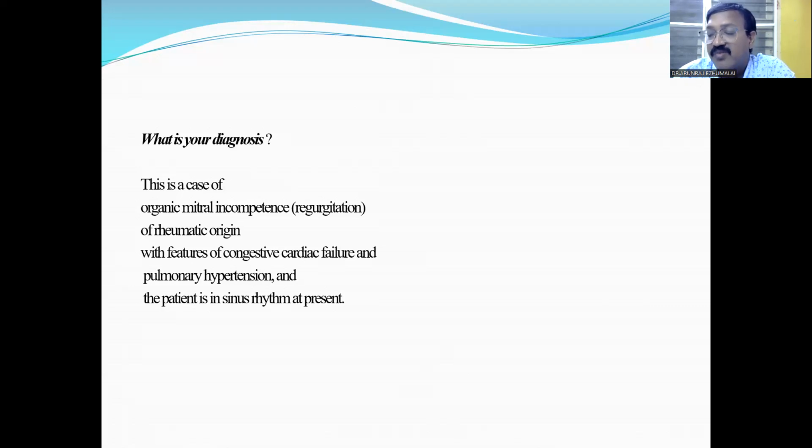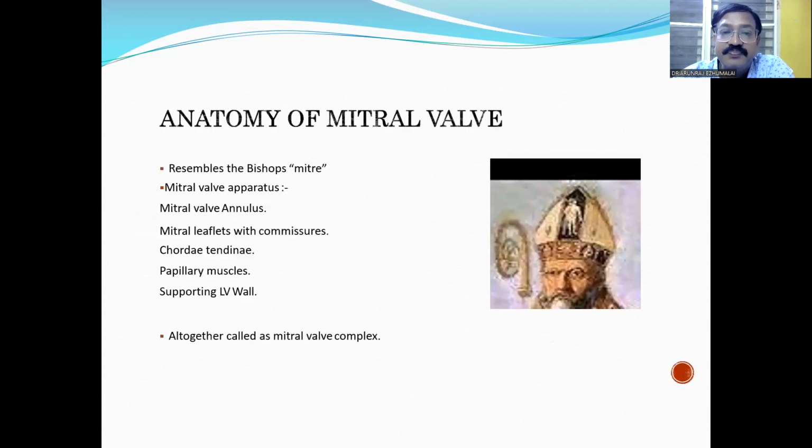If the patient is in sinus rhythm, you have to say sinus rhythm. And if the patient has atrial fibrillation, you have to say the patient is in atrial fibrillation, and without any features of infective endocarditis or anything else. So this is the ultimate diagnosis we have to tell. And the features in the history taking and in the examination should give corroborative evidence for this diagnosis. Then only can we boldly state this diagnosis, right?